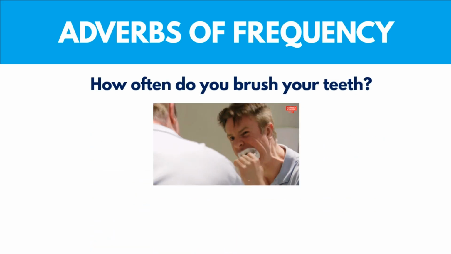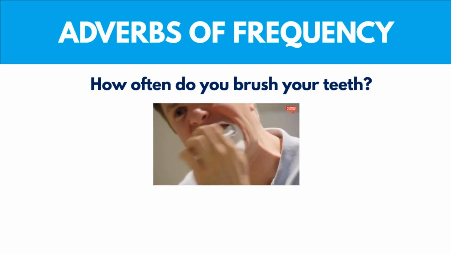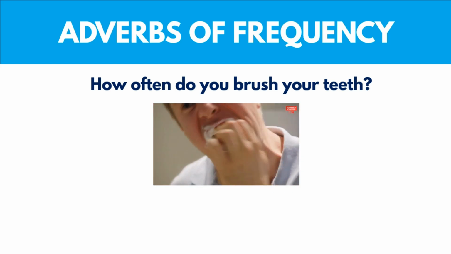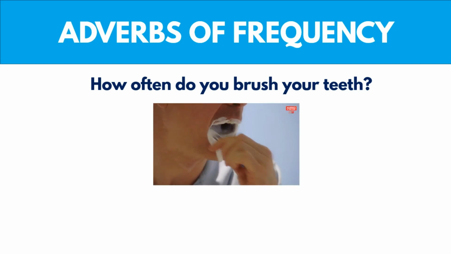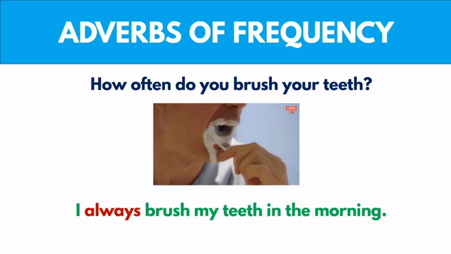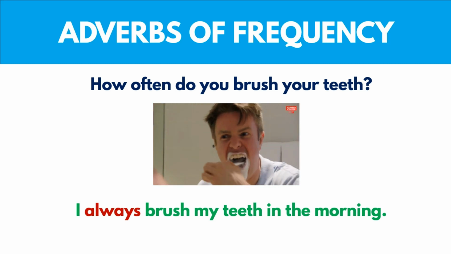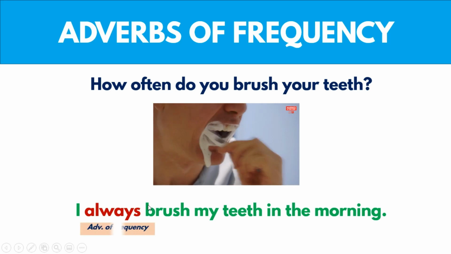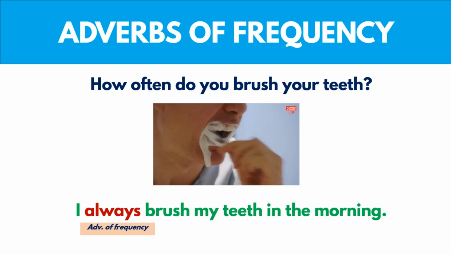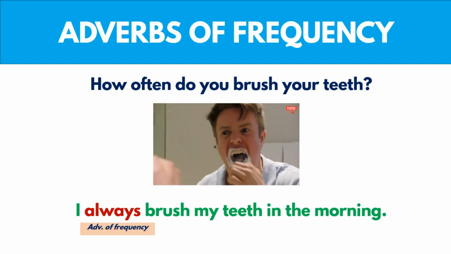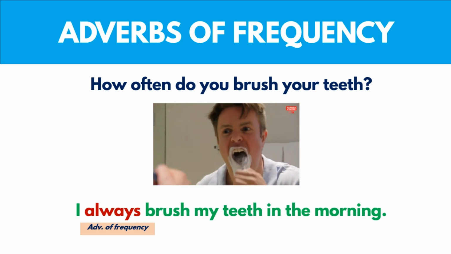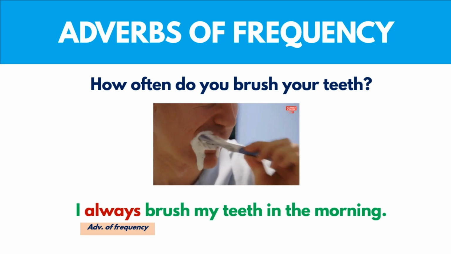For example, when people ask you, how often do you brush your teeth? If you want to tell people that you brush your teeth every day, you can use adverbs of frequency. You can say, I always brush my teeth in the morning. So, the word always here is actually an adverb of frequency. Isn't it easy?